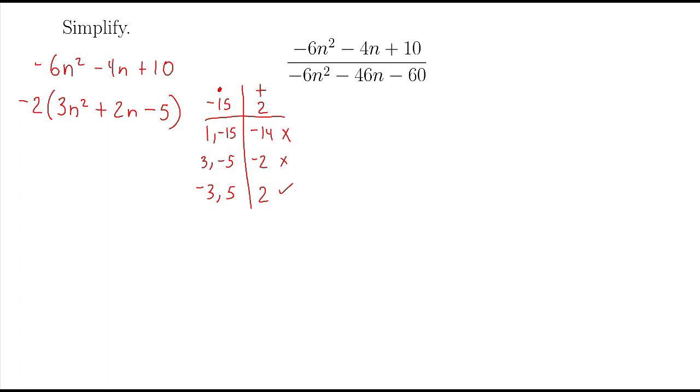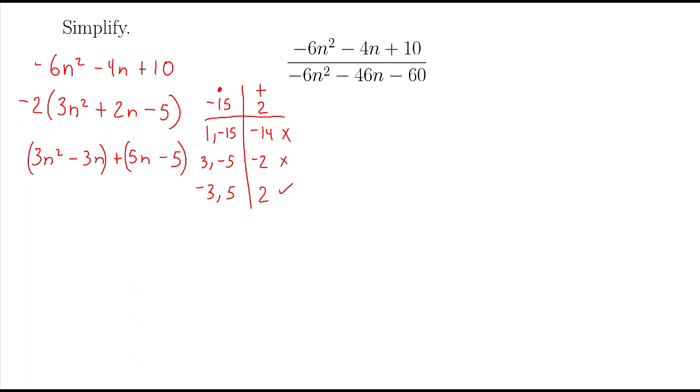I'm going to use that to split the 2n term. This 2n splits into negative 3n plus 5n. If I combined those like terms, I would be back at 2n. Also, don't forget that we are technically bringing down this negative 2. Now I'm going to group together the first two terms and the last two terms, and remove the parentheses for now. We'll put the negative 2 back in a second.